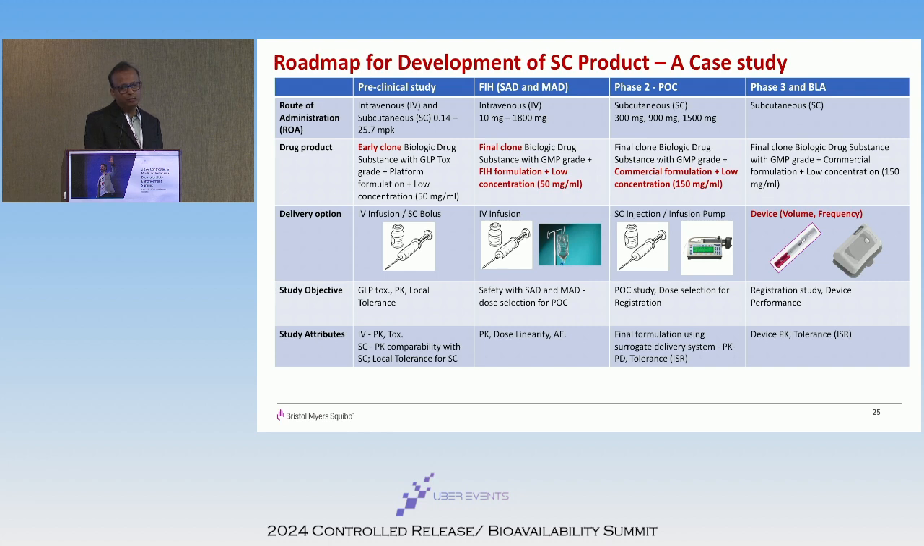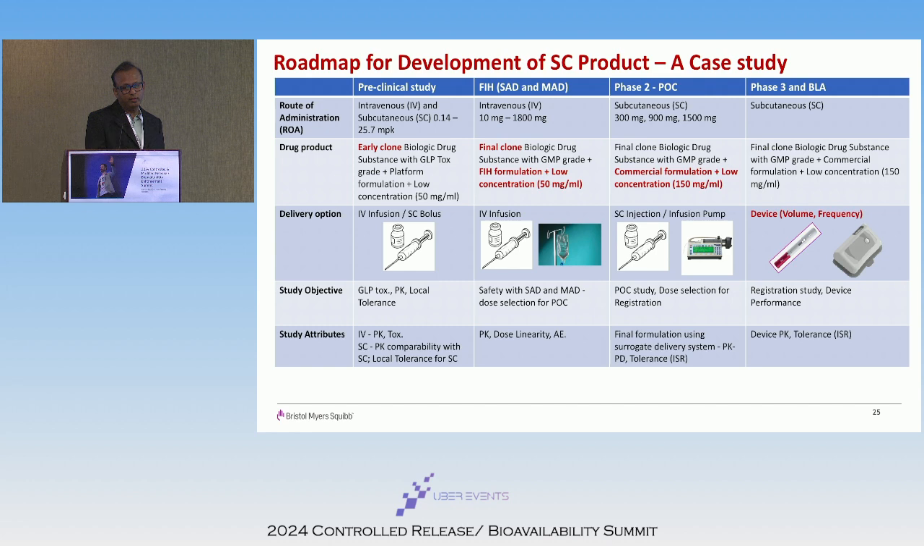And then as we move to phase 2, the POC, to subcutaneous. For example, this drug is going subcutaneous. We still have a dose range from 300 milligram to about 1.5 gram. Again, we had the final clone, and by that time, sorry for the typo, it should say high concentration. So by that time, we developed the high concentration formulation, like here it is 150 milligram per ml. But until that time, the device was still not ready.